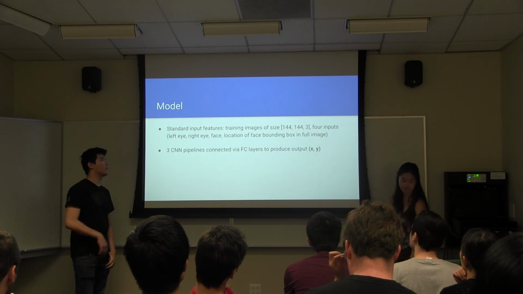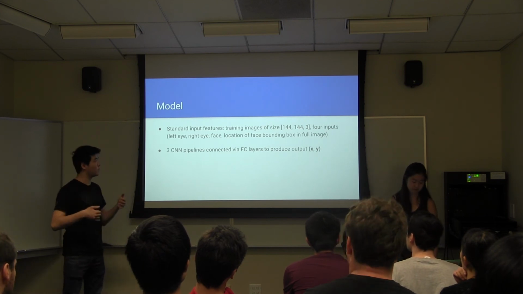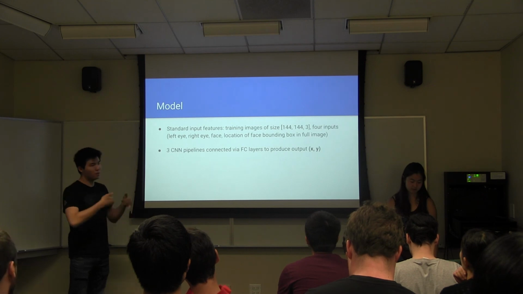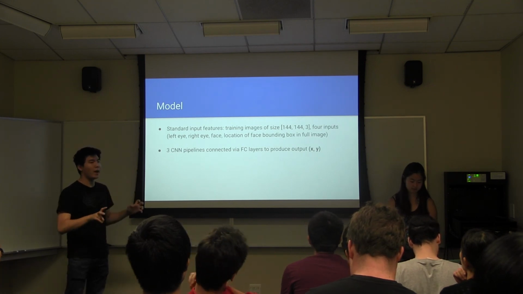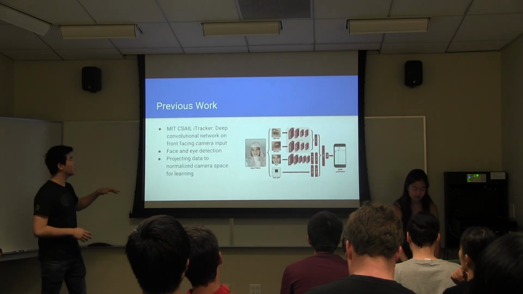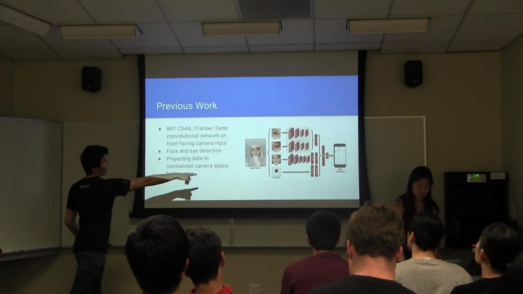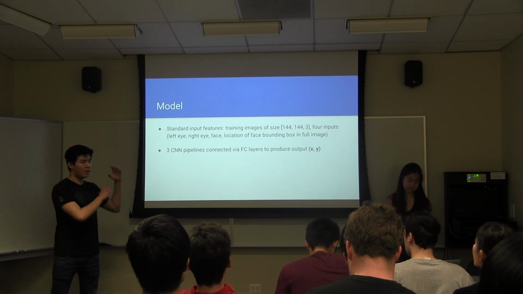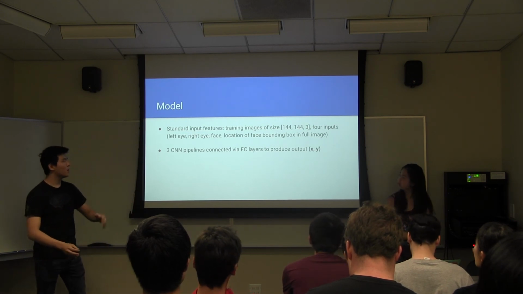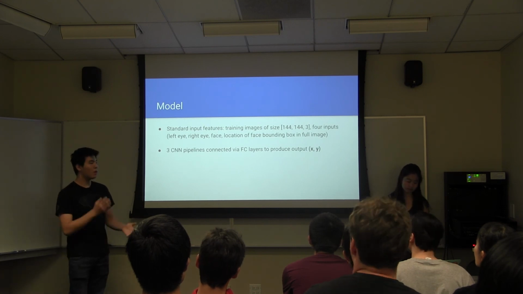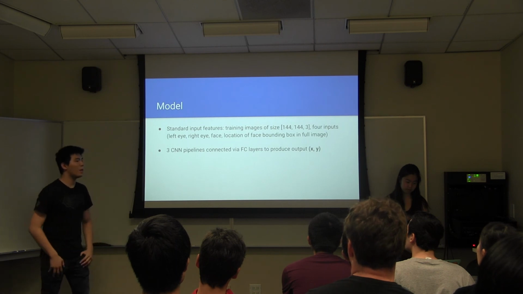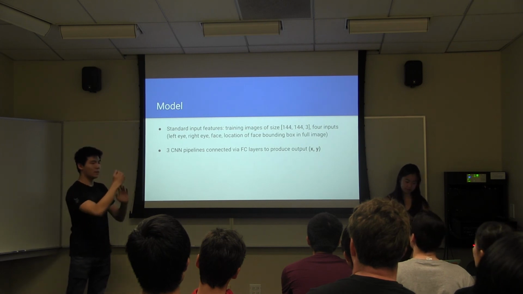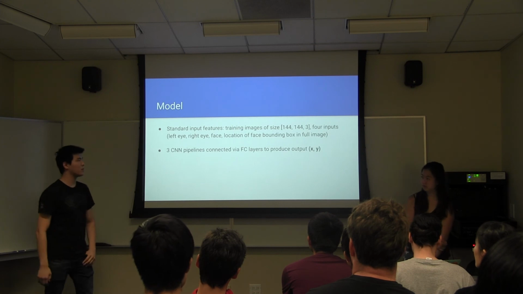Alright, so the standard input features: the training images are of size 144 by 144 by 3 channels, and we have data on 4 inputs, which are the left eye, right eye, face, and the face mask. We actually took the first 3 inputs, not the face mask. We take those 3 inputs and feed them through our convolutional net, which filters into our fully connected layer, and we bring in the face bounding box, and we use this to produce an output XY, where X is the left or right coordinate from the camera, and Y is how far down the vertical axis the gaze is at.